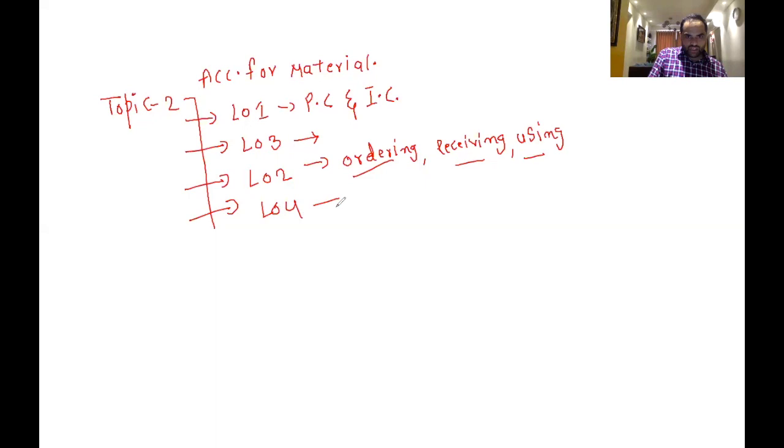Next is learning outcome 4, which is about JIT, JIC, right? JIT and JIC, what that stands for, what is the purpose, what's the difference, some basic things about these, all right?